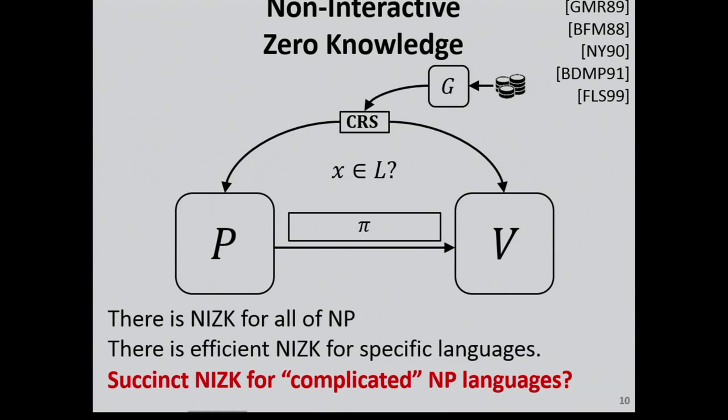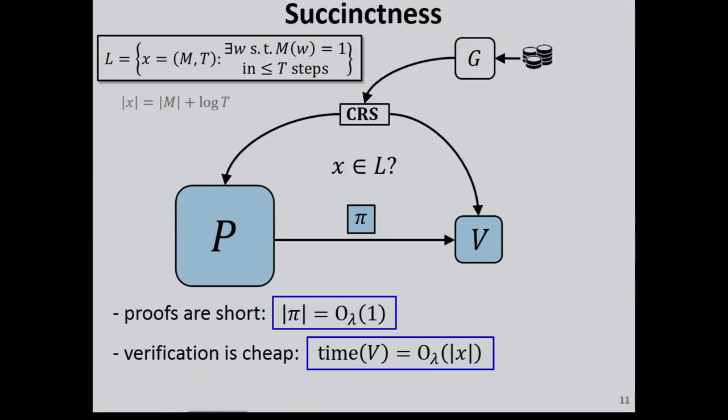But what about general statements that don't have the right algebraic form? The question is, can we support them in general? Can we have succinct, non-interactive, zero knowledge for all of NP? And by succinctness, just to make things concrete, if we think about the statement that's executed by Turing machine M, running for t steps on some input x that's not too long using a witness w, then succinct means that the proofs are short, constant up to the security parameter, and verification depends just on the input size.